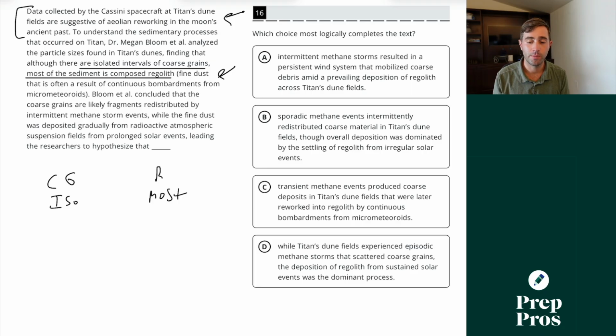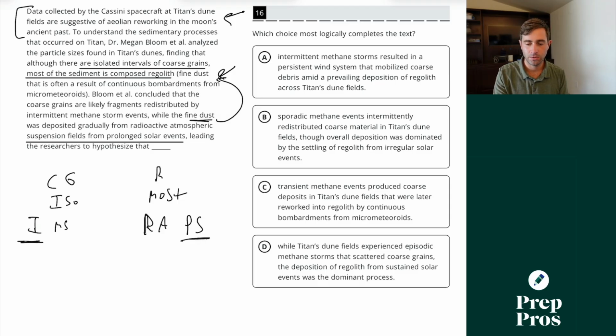Bloom et al. concluded that the coarse grains are likely fragments redistributed by intermittent methane storms, while the fine dust, which is the regolith, was deposited gradually from atmospheric suspension fields from prolonged solar events. So we know the regolith was from prolonged solar events. We see intermittent methane storms here and prolonged here.